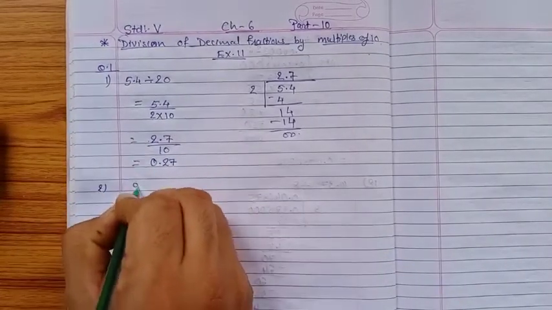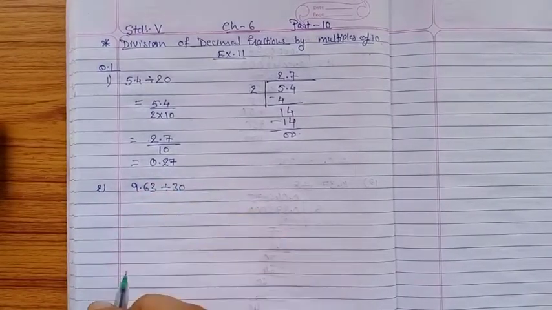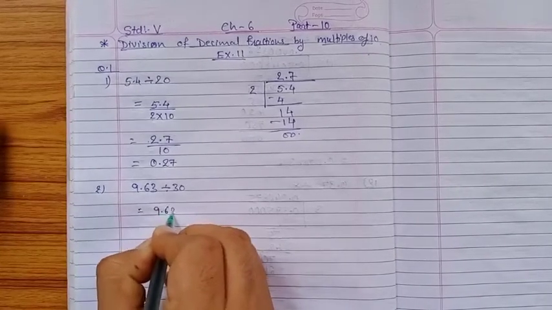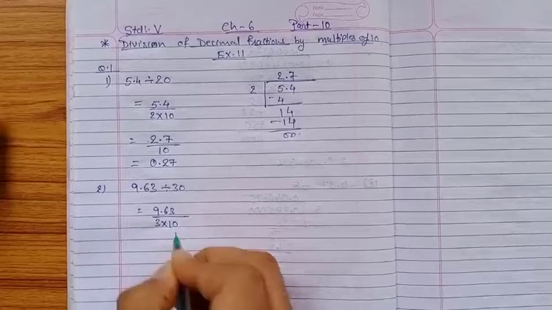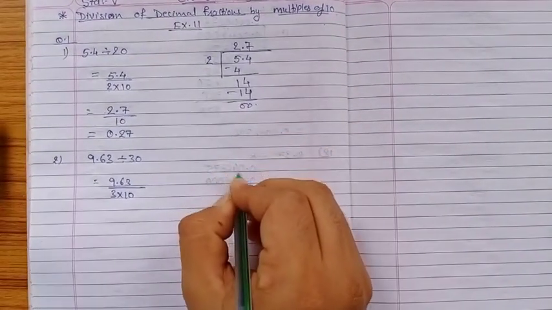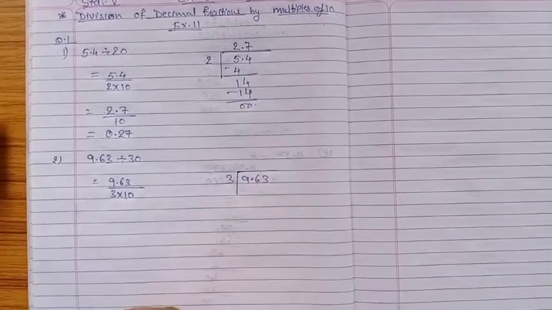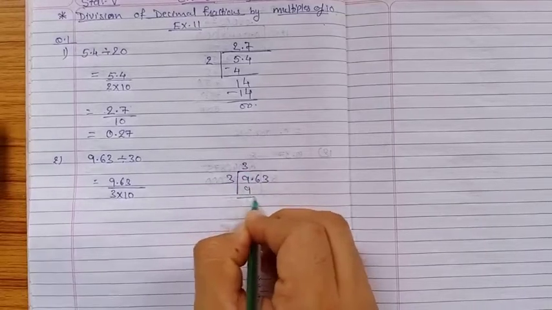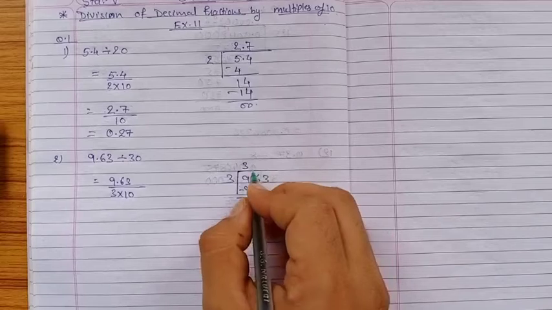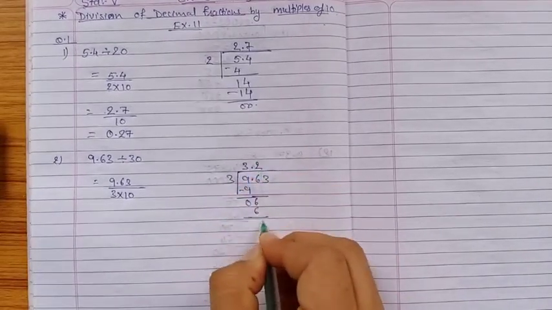Now second one, it's 9.63 divided by 30. So again here also we'll do the same thing, that 9.63 upon 3 into 10, because 3 tens are 30. So now we will divide 9.63 by 3. So 3 threes are 9, 0. Now after 9, the point is there, and only after that will 6 come down, that's why the point. Now 6 will come down, so 3 twos are 6, 0.